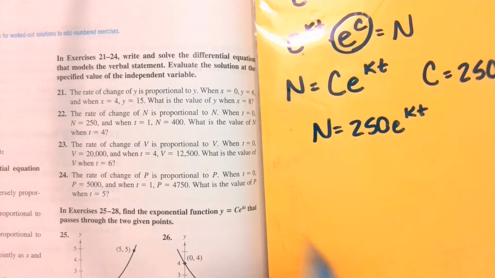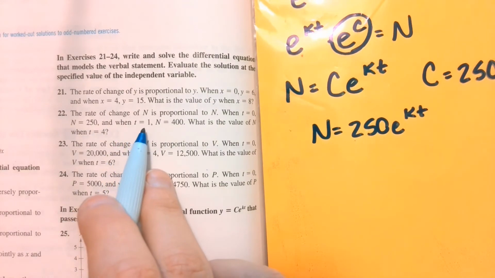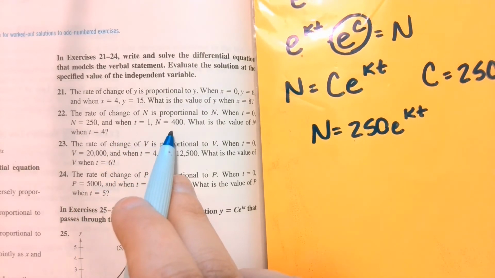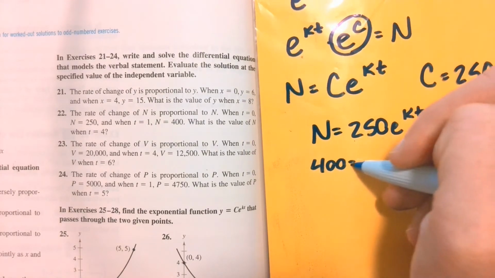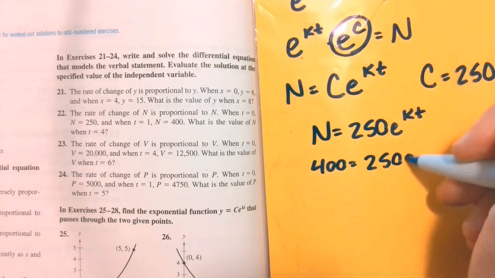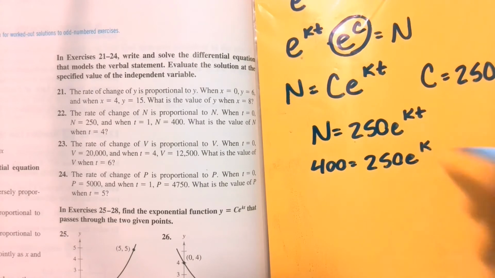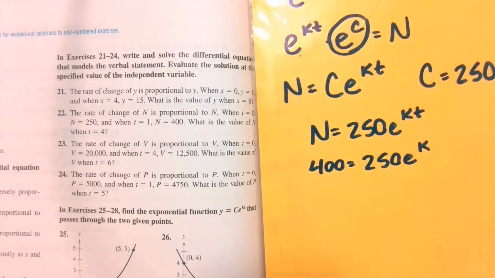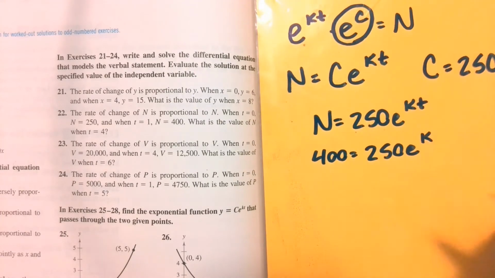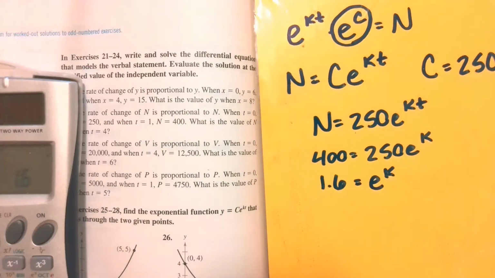So now they give me another situation that when t is 1, n is 400. So this is one that I do want to go ahead and plug in. So we've got t being 1, so this is just going to be a k. And I want to figure out what that k value is. We did this in pre-calc, where I'm dividing both sides by 250.